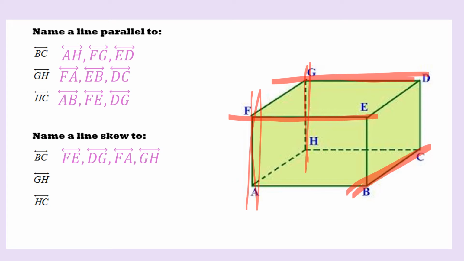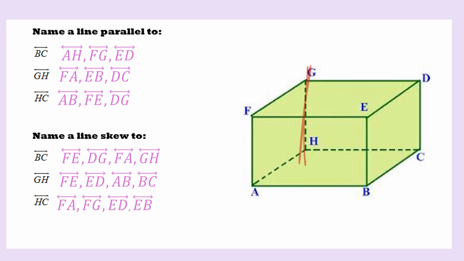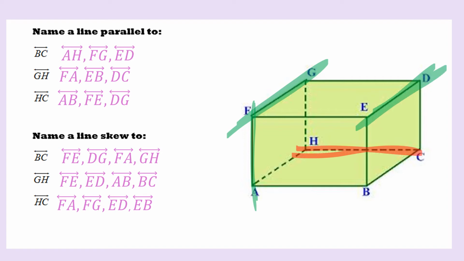Then we have line segment GH. So line segment GH is here. So your answers for that one could be FE, ED, AB, and BC. And then for HC, which would be this one here, you would have FA, FG, ED, or EB here.